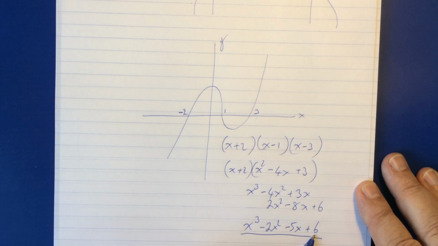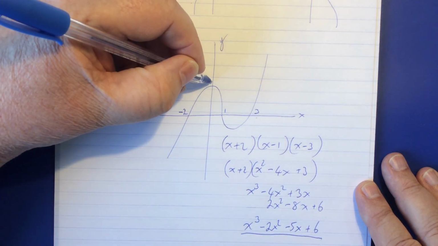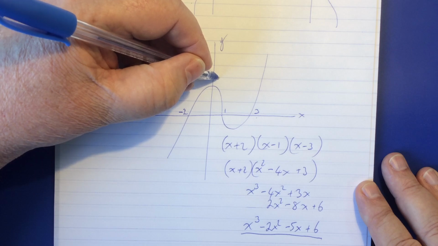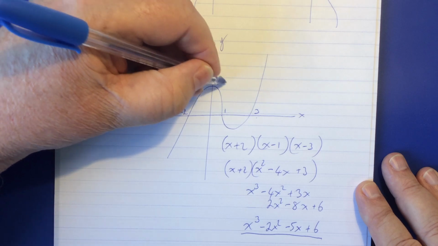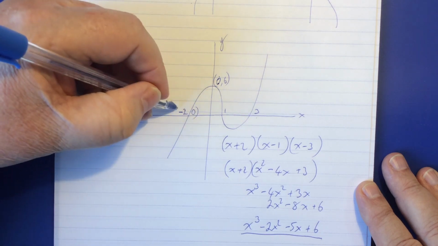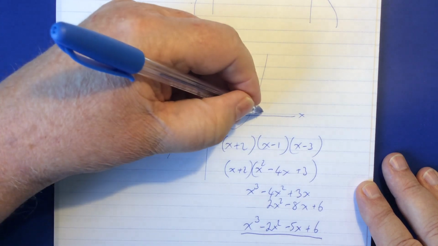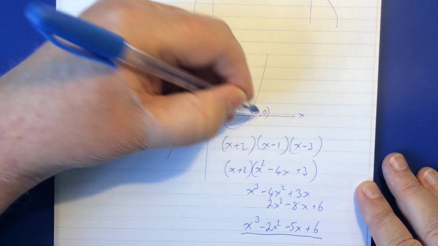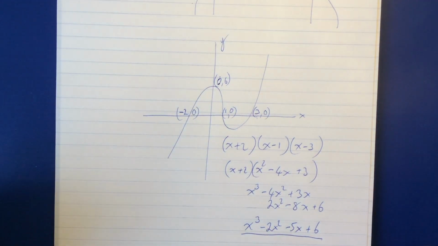And a point of intersection with the y-axis is 6. So I will now write these in as coordinates. And you'll see that I have, for the most part, found all the points of interest on this cubic. Right, let's move on.